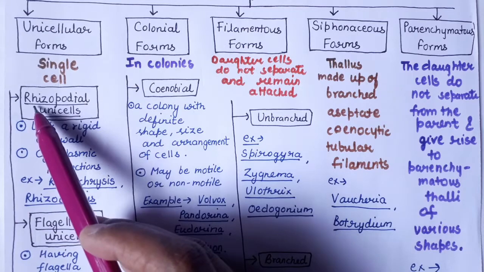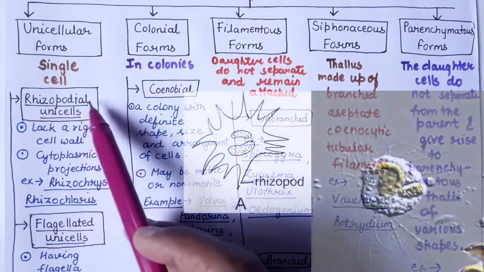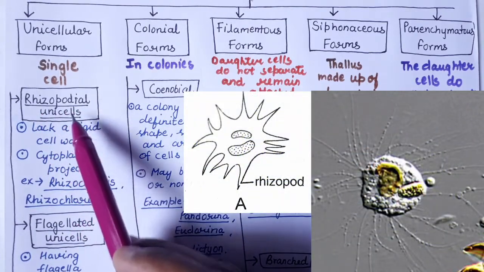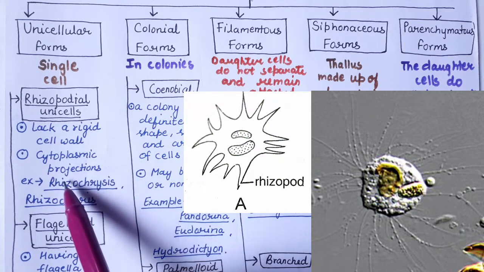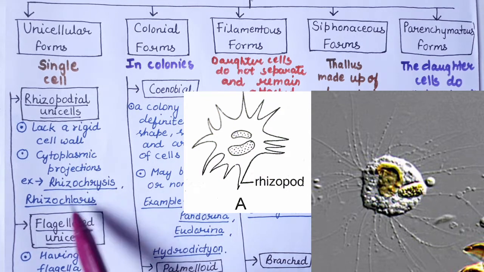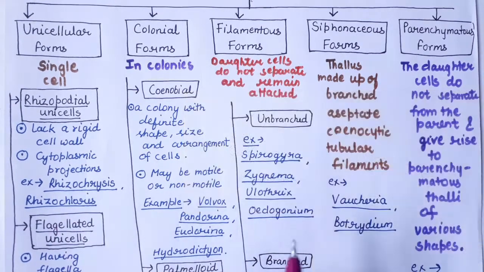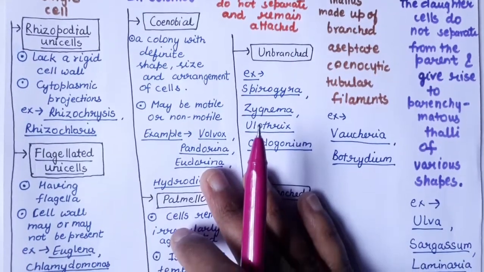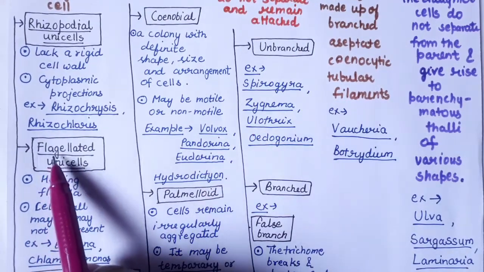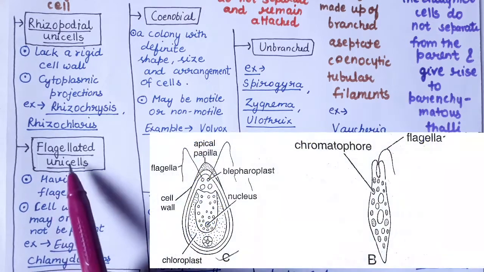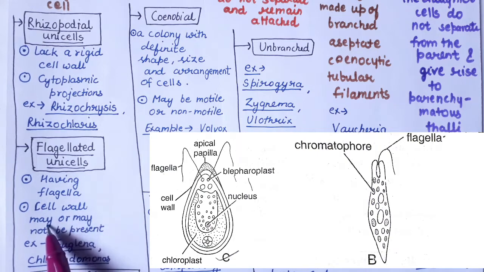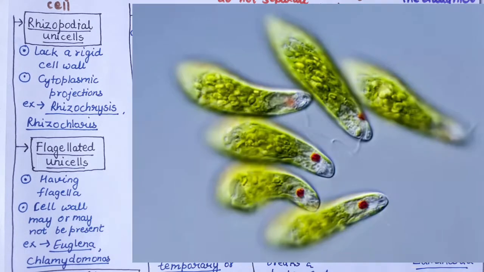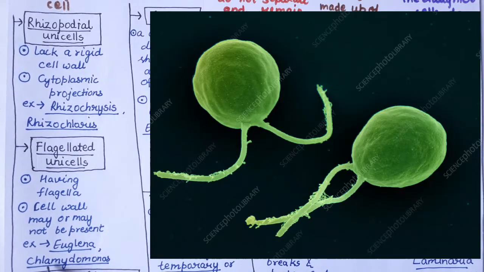So the first category here is rhizopodial unicells. Rhizopodial unicells lack a rigid cell wall and they have cytoplasmic projections. Examples here are Rhizochrysis and Rhizochloris. The next category of unicellular forms is flagellated unicells. Flagellated unicells have flagella, and in this case the cell wall may or may not be present. Examples are Euglena and Chlamydomonas.